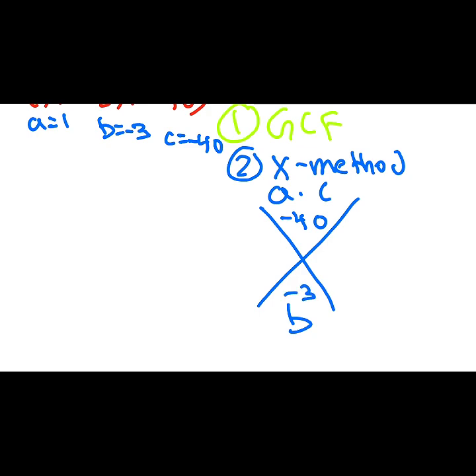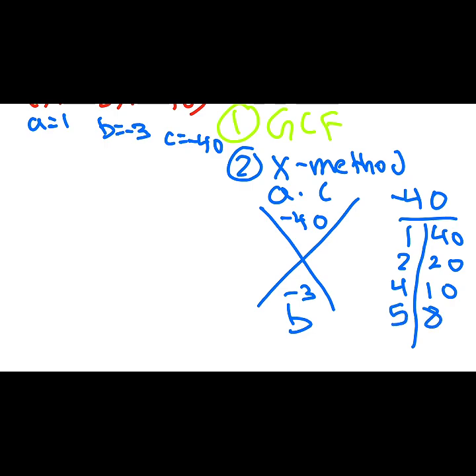So what two factors of negative 40 can add up to negative 3? Well, if you need to make a factor chart for this, go for it. Keep in mind, this is negative 40, so one is positive, one's going to be negative. It's going to be subtraction. So 1 and 40, 2 and 20, 4 and 10, 5 and 8, and oh wait, I think I see it. 5 and 8 subtract to give us 3. The important part is deciding which one has a negative sign. If it's negative 3, it's the larger number that has a negative.